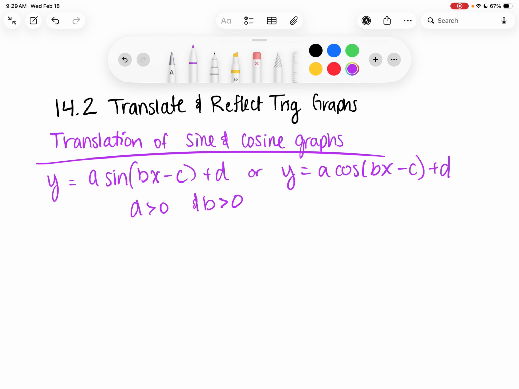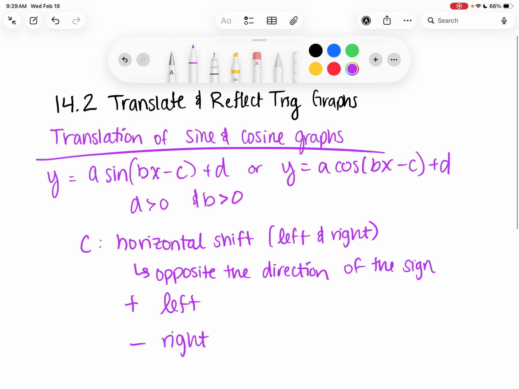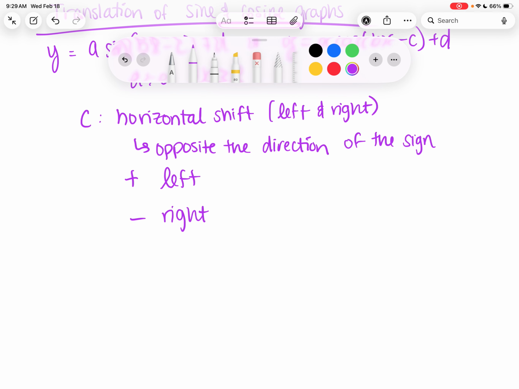Okay, so c represents a horizontal shift, left and right. And these move opposite the direction of the sign. So if it is positive, it goes to the left. If it's negative, it goes to the right. Opposite direction of the sign.